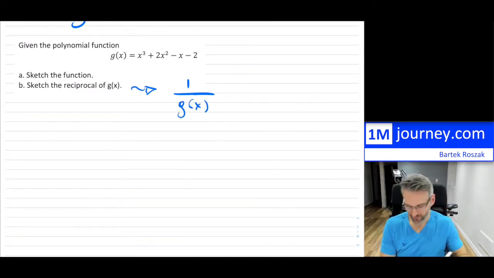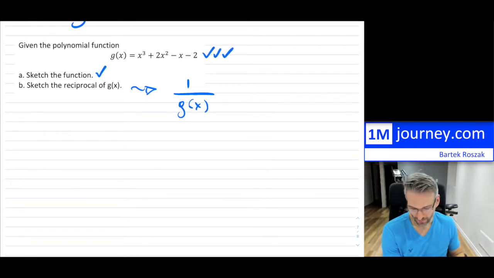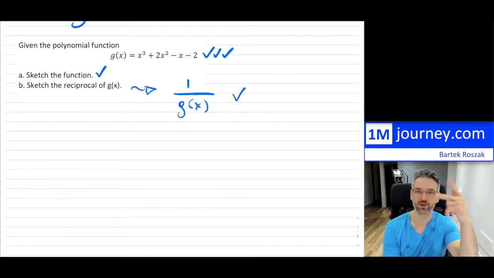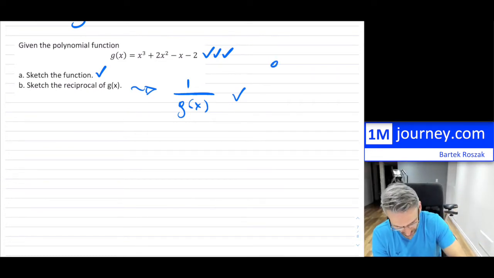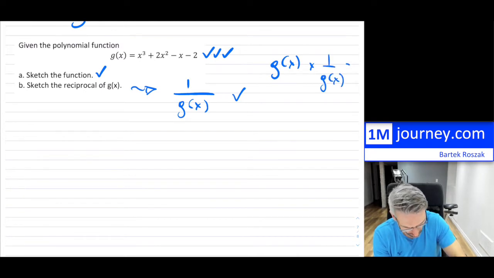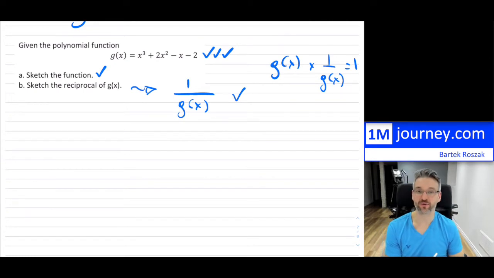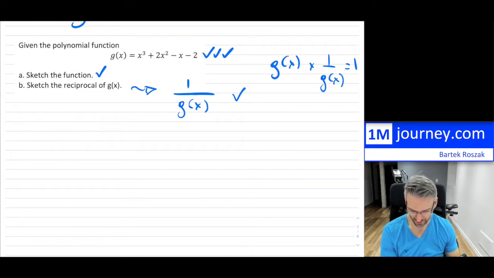If we sketch the actual function, this polynomial, then it's so much easier to sketch this. Because of reciprocals, we're basically going to be using that g of x multiplied by 1 over g of x is equal to 1, because that's what a reciprocal gives us. Now, if you forgot about those reciprocals, I'll put up a link above to the video that discusses these types of examples.